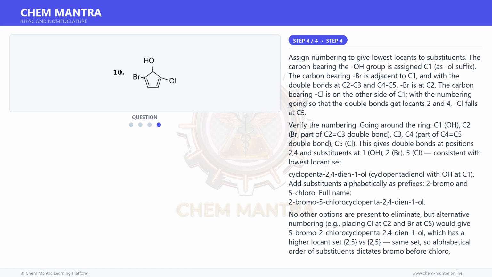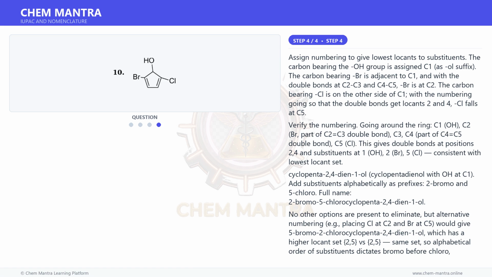The carbon bearing Br is adjacent to C1 and with the double bonds at C2, C3 and C4, C5, Br is at C2. The carbon bearing Cl is on the other side of C1, with the numbering going so that the double bonds get locants 2 and 4, Cl falls at C5.